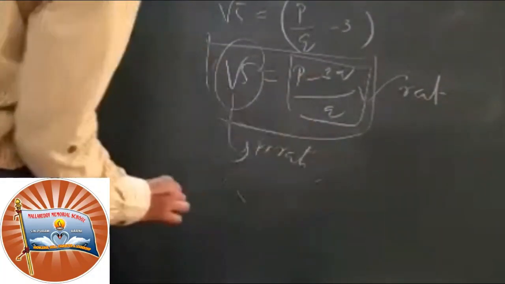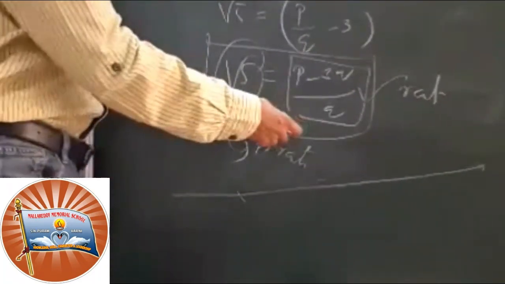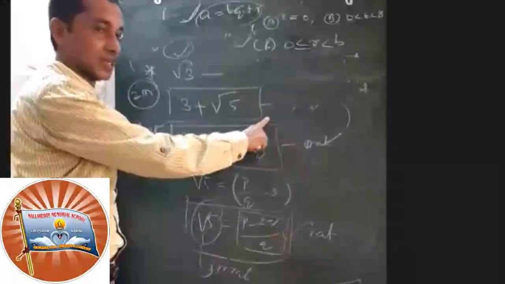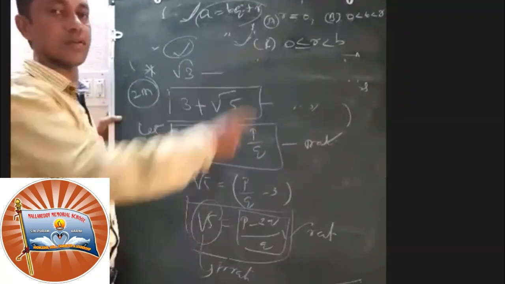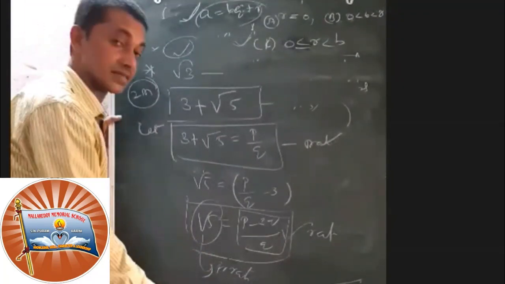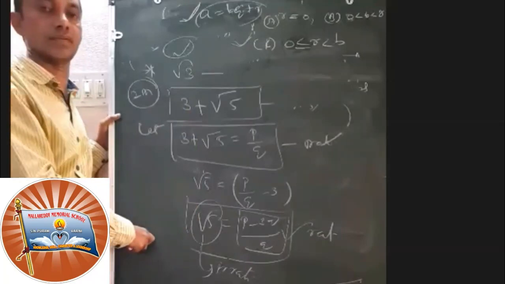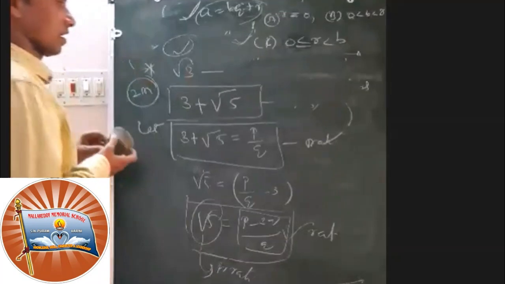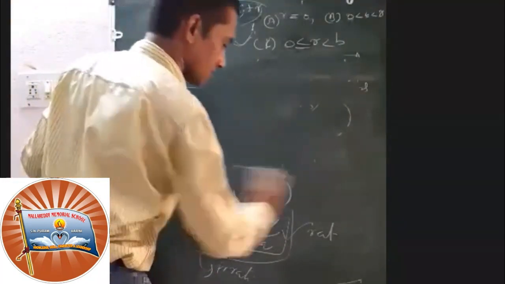Now what you have to write here: an irrational number is never equal to a rational number. So hence our assumption is a contradiction. Then we have to say 3 plus root 5 is an irrational number. That sentence is very important in writing this question. Okay. Now there is another type of question for proving in this chapter.